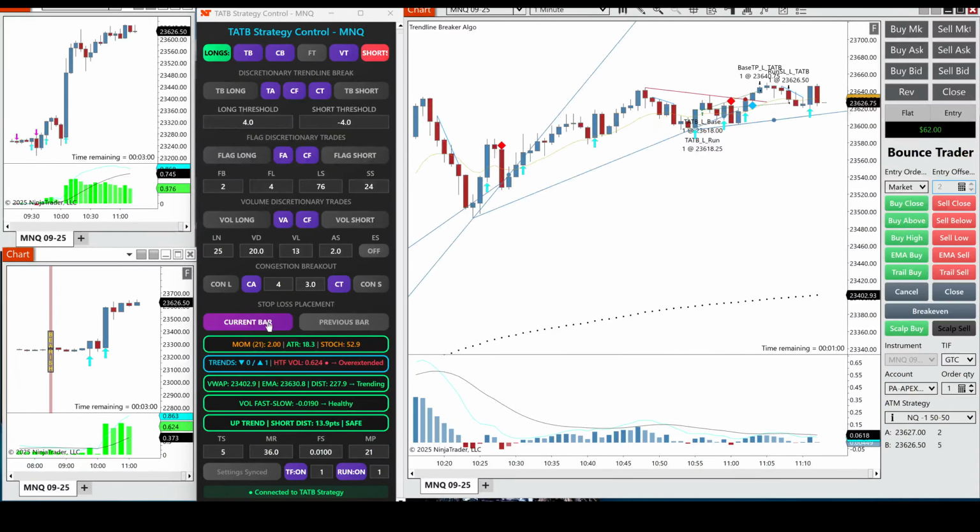Yes, this current bar and the previous bar, that's where you place your stops. So if I want the algo to take the stop loss on the previous bar, just do this, or keep it on the current bar.